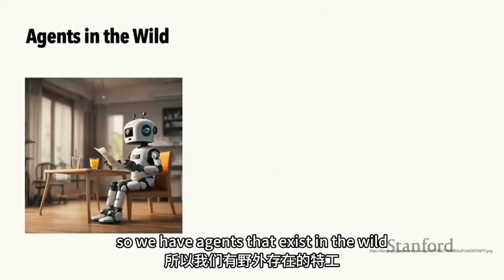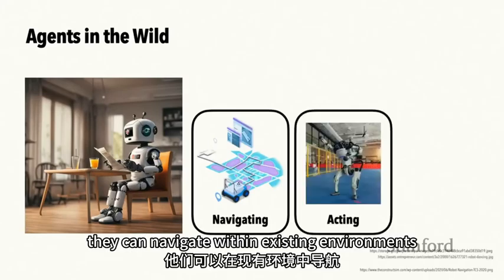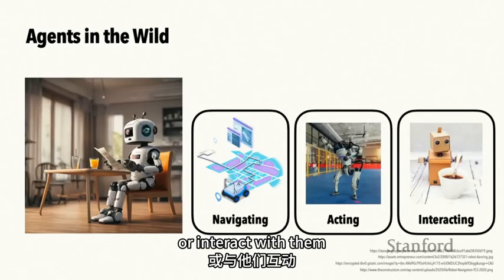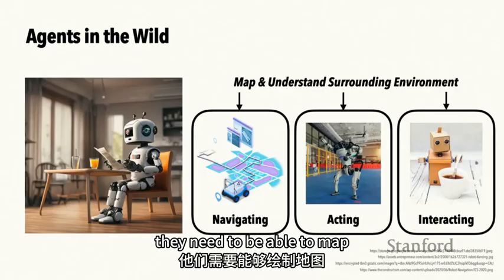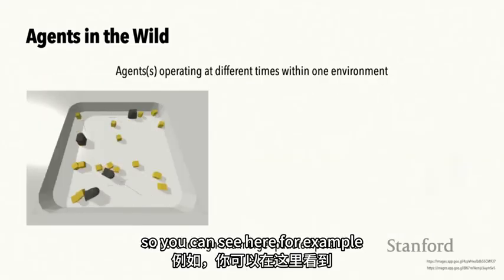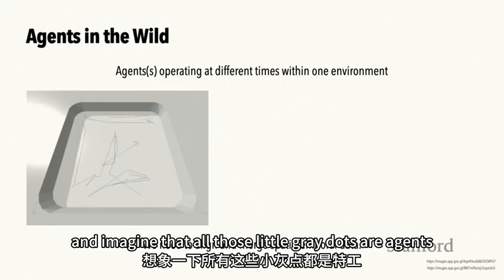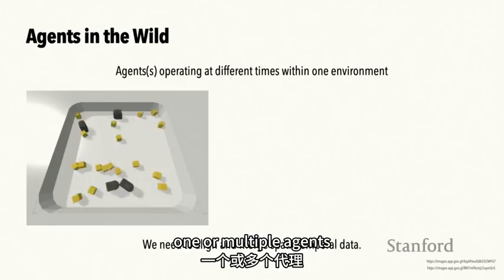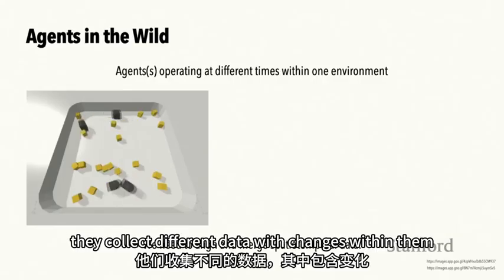We have agents that exist in the wild, and as they do that, they can navigate within existing environments, act within them, or interact with them. In order to do all of this, they need to be able to map and understand their surrounding environment. You can see here, for example, a demonstration I found online, and imagine that all those little gray dots are agents, one or multiple agents that operate within the environment at different times. They have different trajectories, and they collect different data with changes within them.